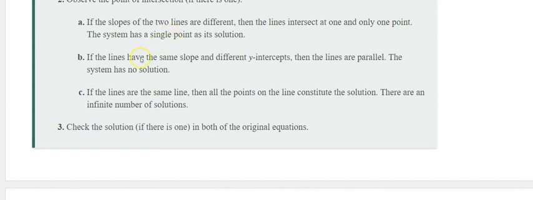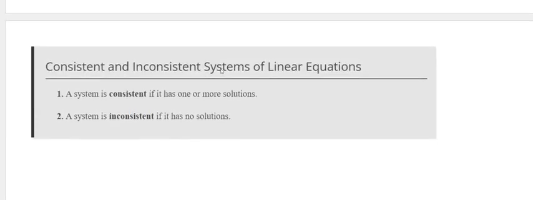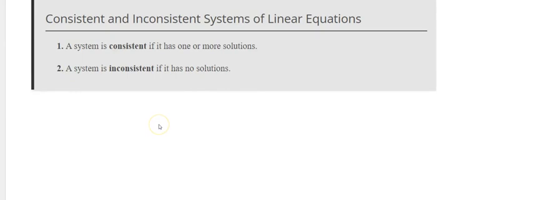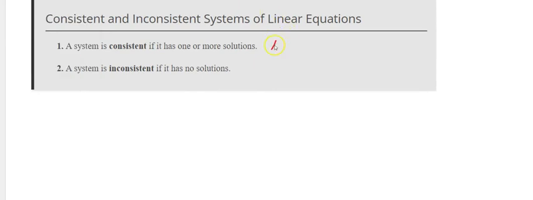You'll see that. Most of these you're going to see a lot more in the Hawks. Check the solution if there is one. If a system is consistent, it has one or more solutions. So you can see that this one right here would have been example 1. If a system is inconsistent, it has no solutions. That would have been example 2.